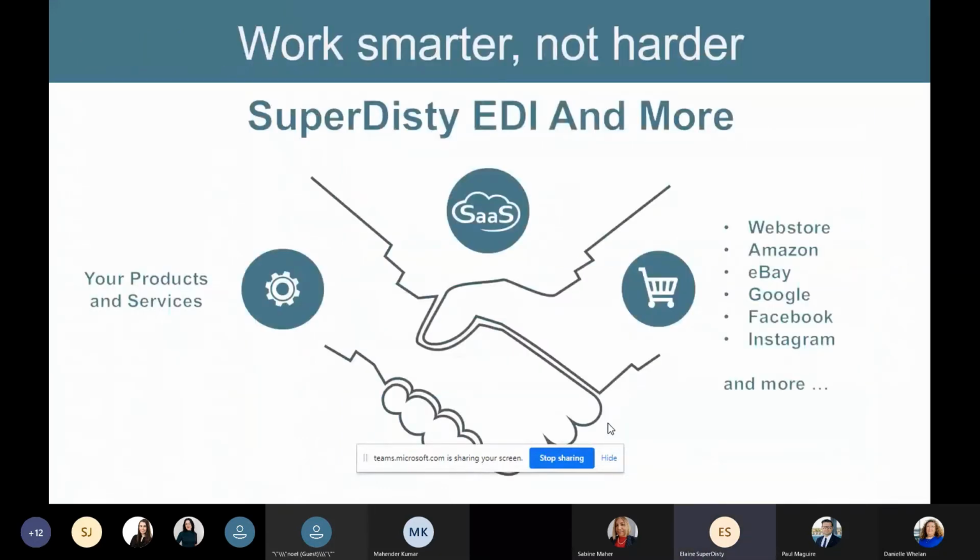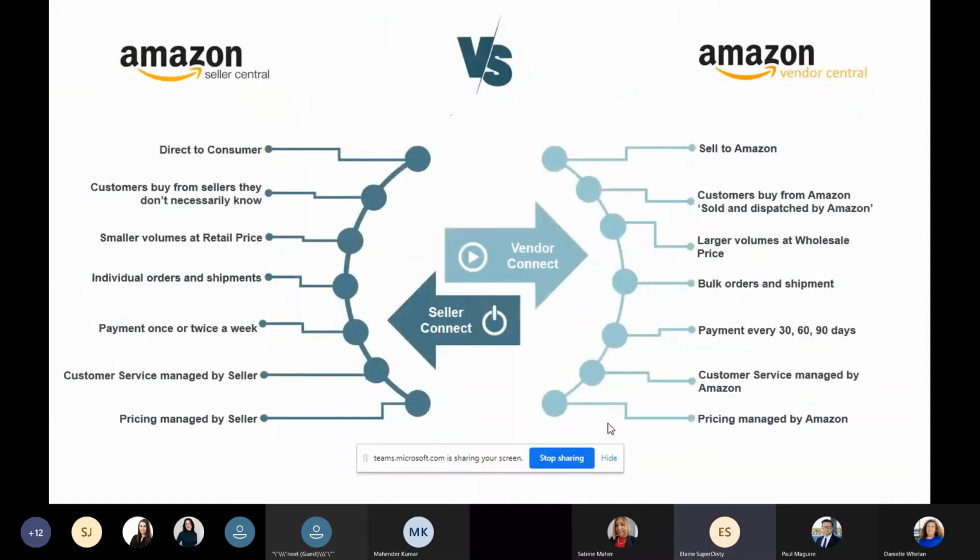Our whole ethos within SuperDisty is to work smarter, not harder. We take your products and your services in our SaaS solution and manage all of the transactional workflow processes to each of the different markets that you may be dealing in, whether that's through eSuperstore or through Amazon directly, and it manages everything from start to finish. So we simplify complex processes.